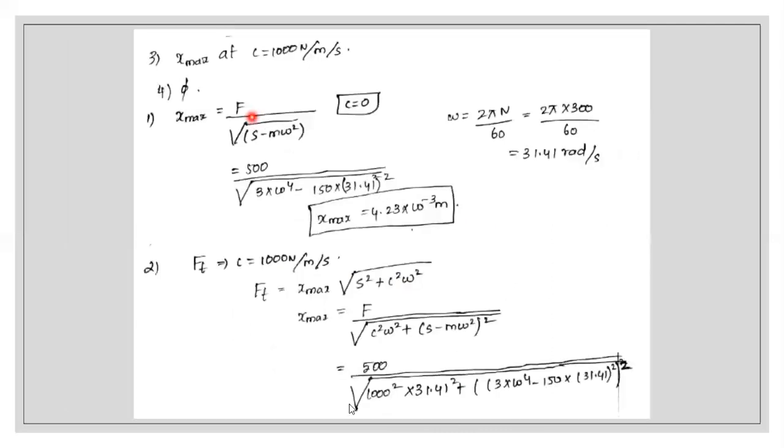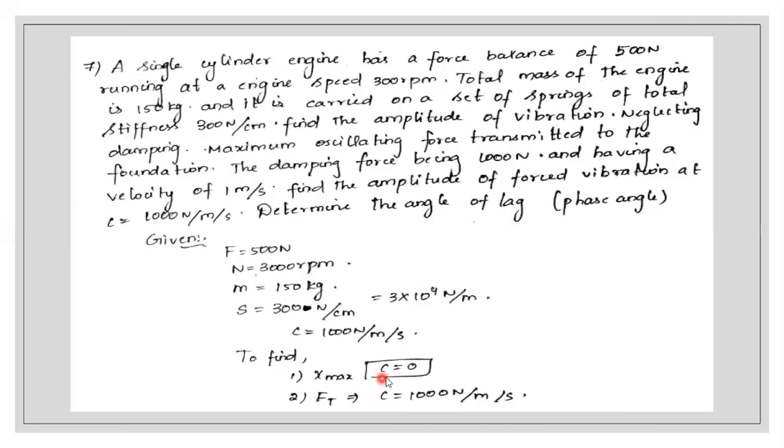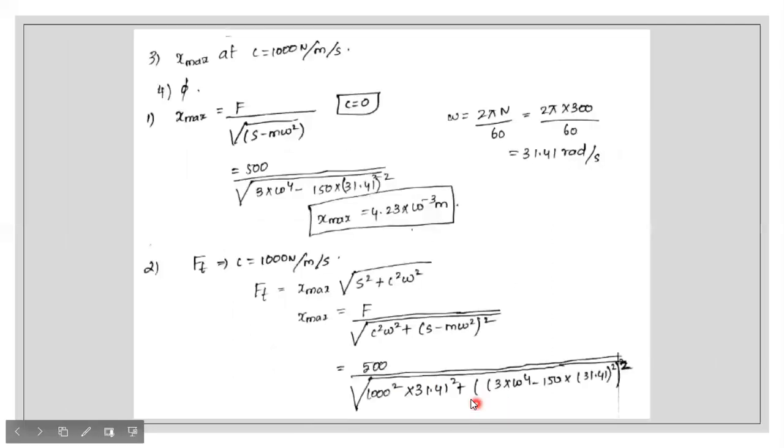First, we need to determine the amplitude, X max, neglecting damping, so C is equal to 0. Second, we need to determine the force transmitted to the foundation with C equal to 1000 Newton per meter per second. Third, we need to calculate X max at 1000 Newton per meter per second. Fourth will be the phase lag. So step by step we can calculate, and we know all the formulas. Only 2 to 3 formulas are there. So it's merely direct substitution.